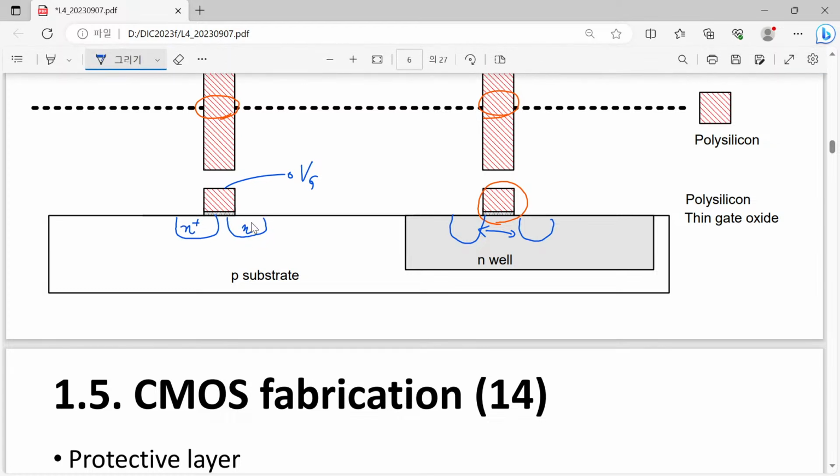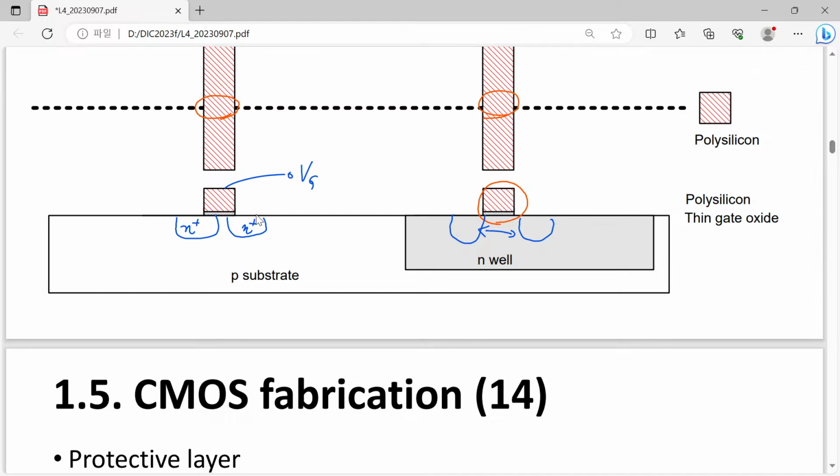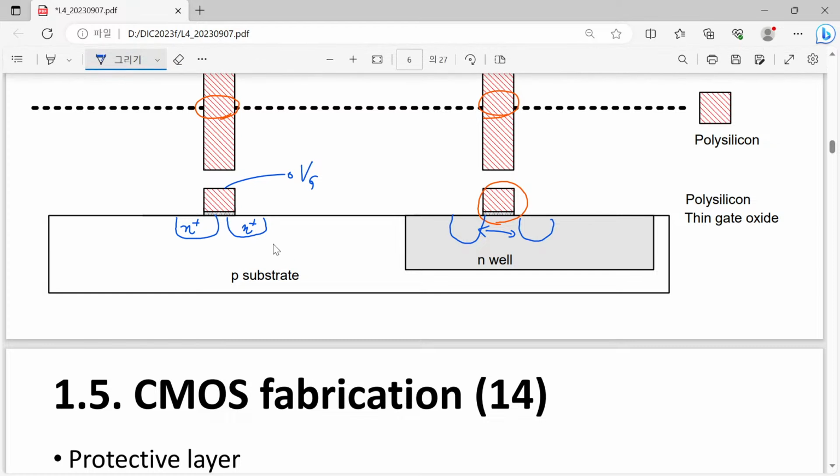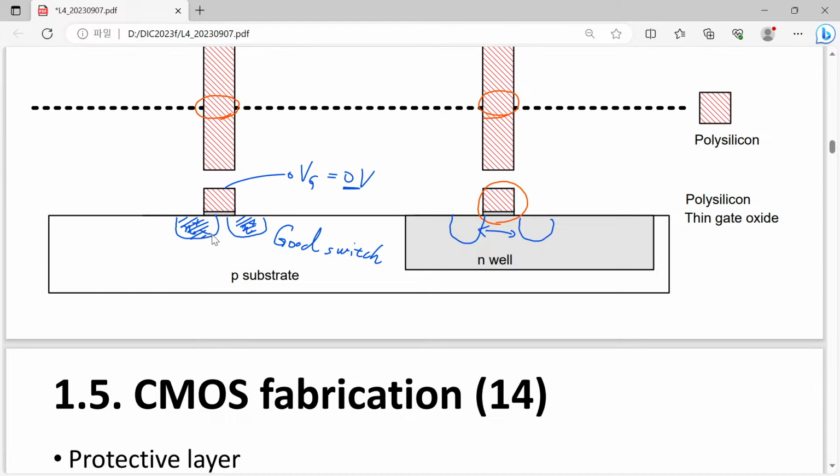If we have such a thing, then our transistor has too short a distance between source and drain. Then this transistor is working as just a connected line and no longer working as a good switch. So please note that in digital applications, when we apply 0 volt, we should have complete isolation between this source and this drain. But if their distance is too short, then although we apply 0 volt, direct punch-through between source and drain is happening.